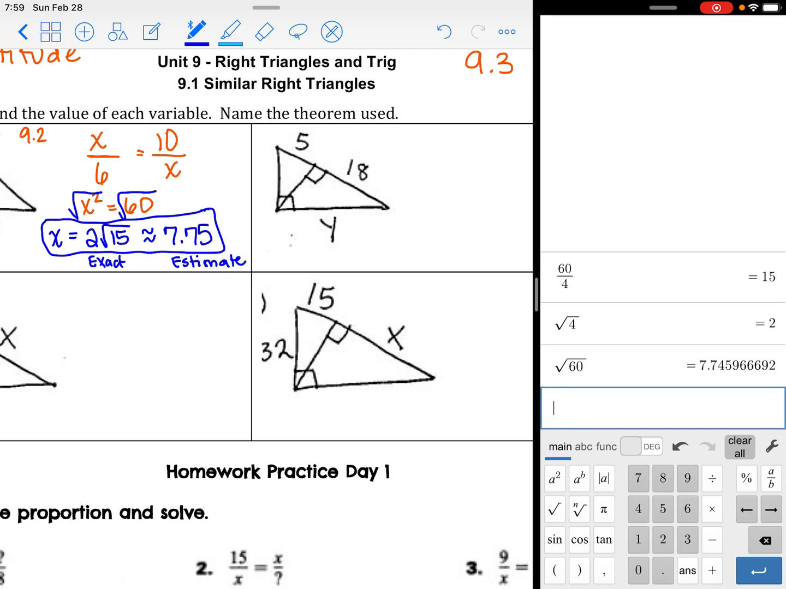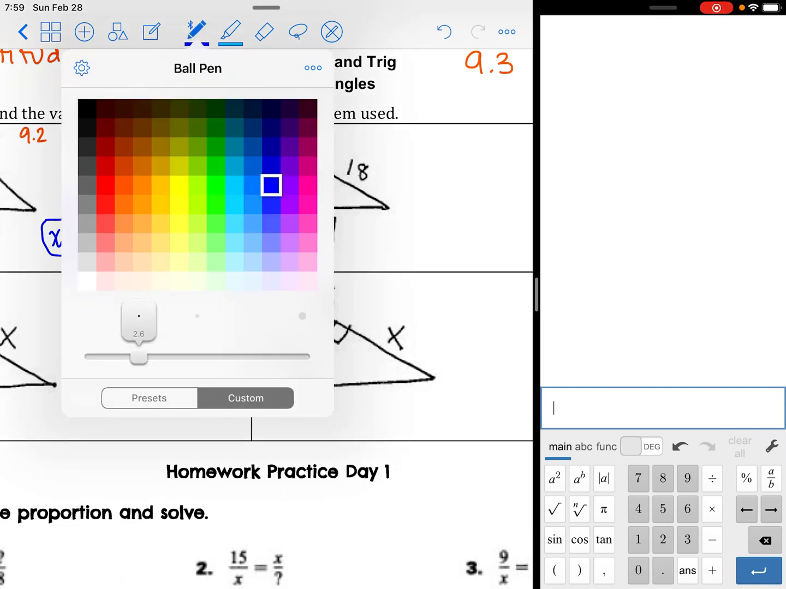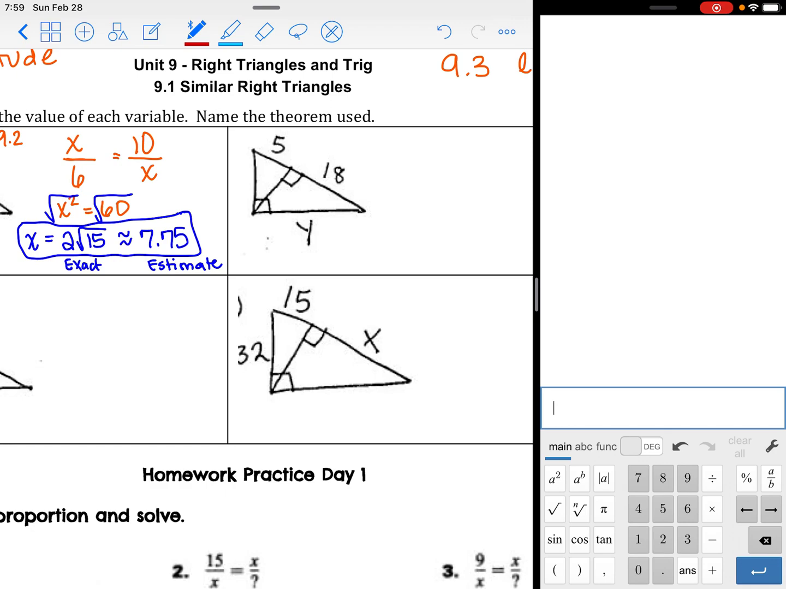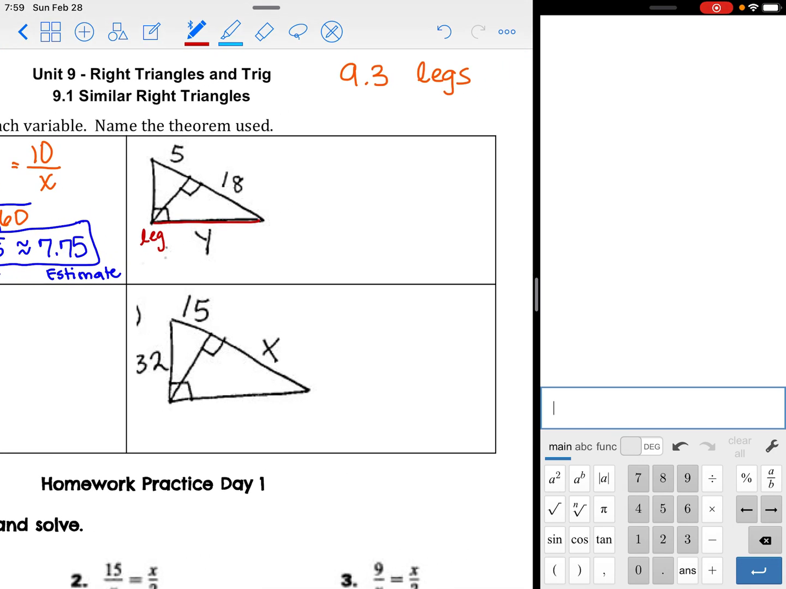All right, so we just set up that ratio and then solved it. I'm going to keep my calculator up because all of these are about geometric means. All right, looking at this next problem. What I see is that y is a leg. So since that's a leg, that's going to be using 9.3.